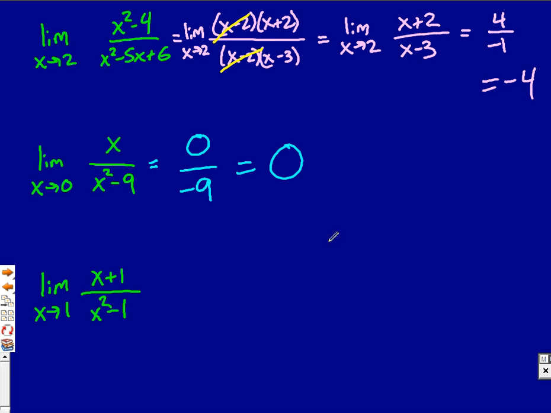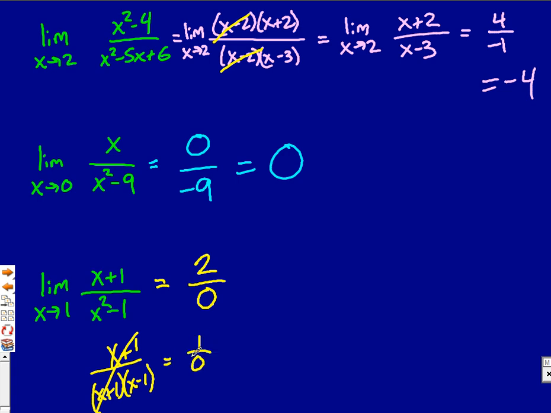Last one down here, if I plug in 1 into this one, same exact thing. I get 2 on the top, I get 0 on the bottom. Well, this isn't something I can necessarily factor and cancel, right? I mean, it is something that can factor and cancel. If I had factored the top, I'd have x plus 1, x minus 1. I'd still have things canceling, and now I would get 1 over 0 when I plug in 1. 2 over 0, 1 over 0.